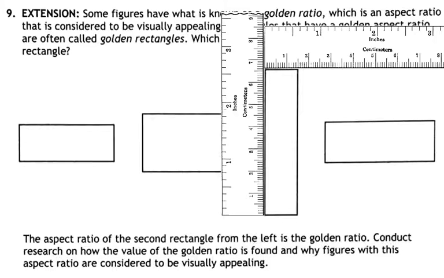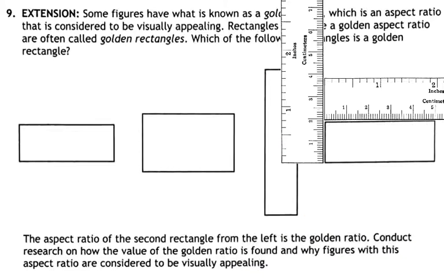The next rectangle looks to be 6.5 on the height and 1.5 on the width. 6.5 to 1.5 is a 4.33 repeating to 1 aspect ratio. And then the next one we have looks like 1.8 by 5 centimeters. So 5 divided by 1.8 is 2.78 to 1.